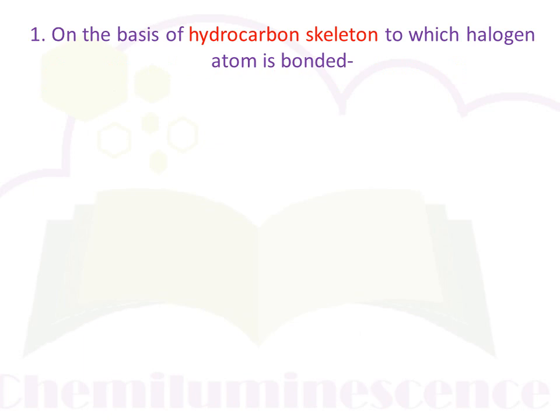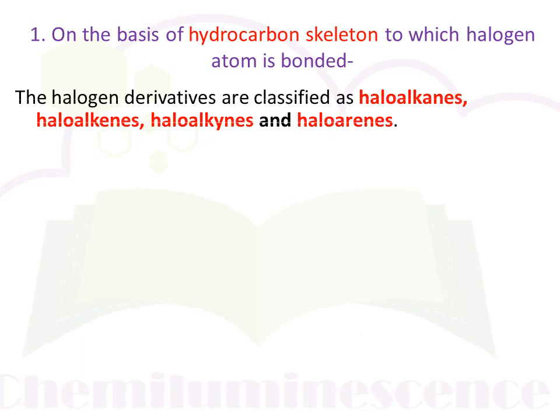First one is on the basis of hydrocarbon skeleton, meaning how the hydrocarbon chain looks, whether it contains a carbon-carbon single bond, carbon-carbon double bond, carbon-carbon triple bond, or an aromatic compound. On the basis of that, it is further classified into haloalkanes, haloalkenes, haloalkynes and haloarenes. Let's see one by one.